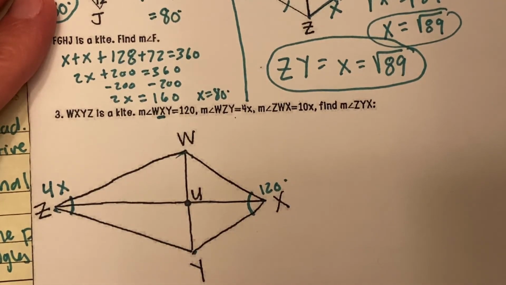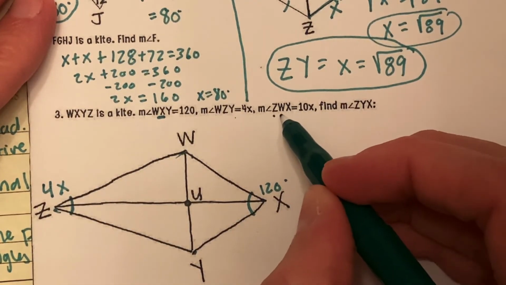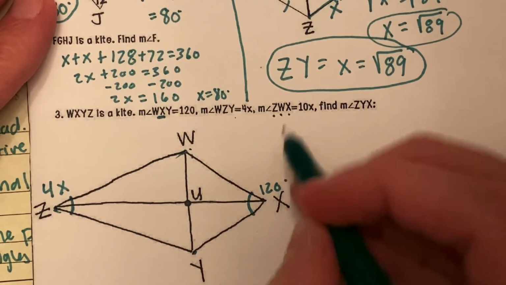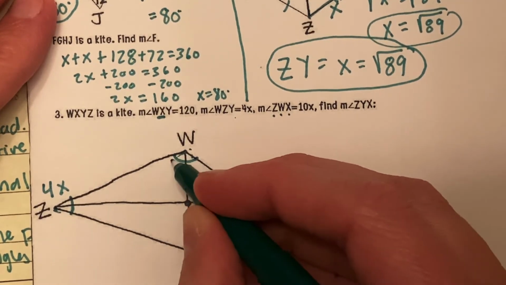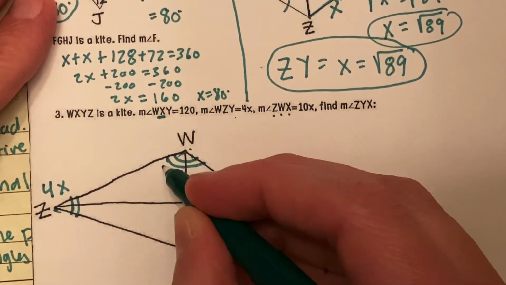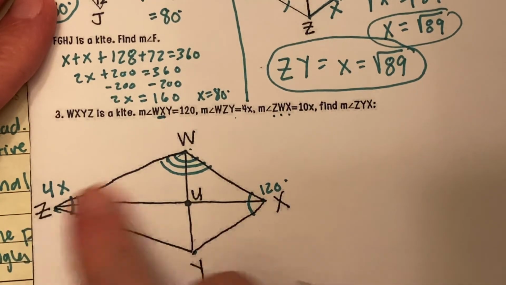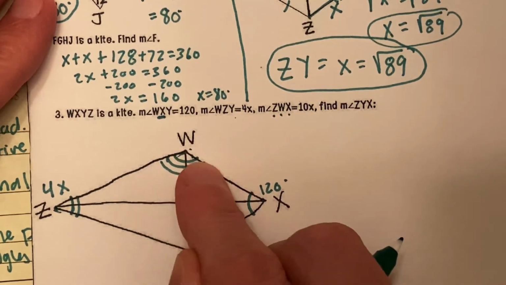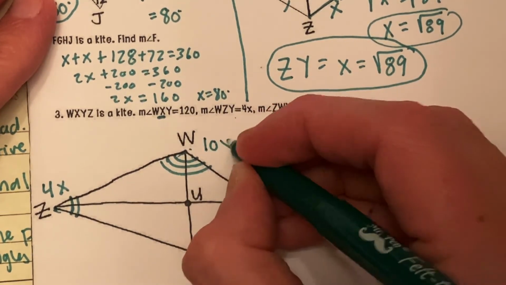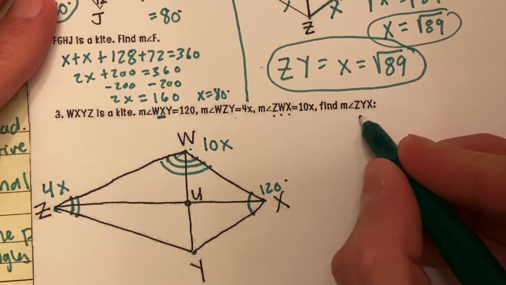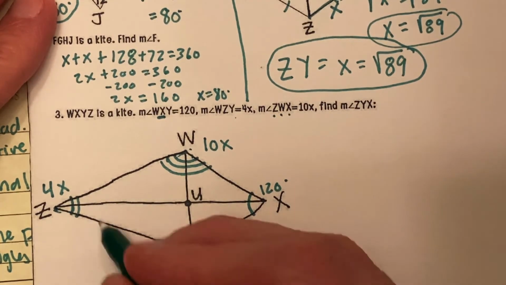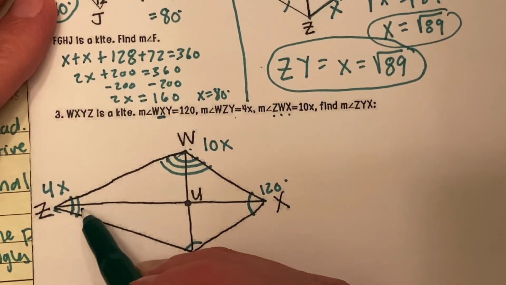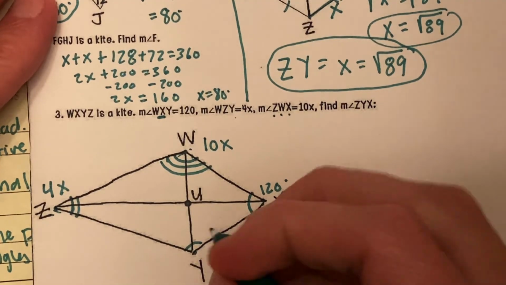Okay? ZWX, and W's in the middle, so the W gets the mark. We should actually be marking these all different. I'm gonna mark this one with 3, because these are all different. So ZWX, where W's in the middle, so that's the one that gets the mark, is 10x. Find ZYX. ZYX is this one right here. So does it match 1, 2, or 3. It matches angle 3.